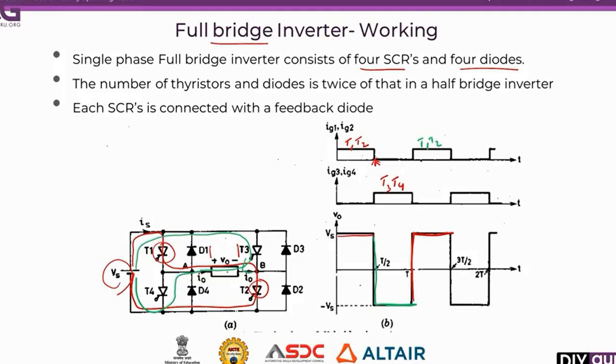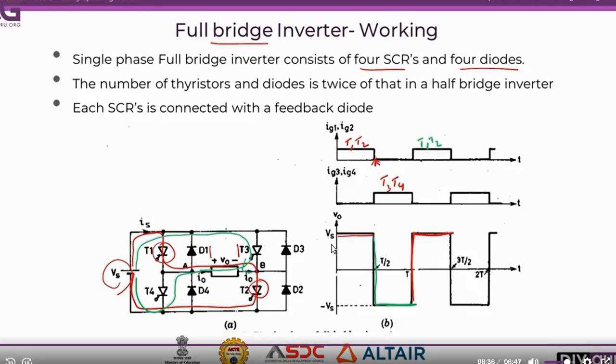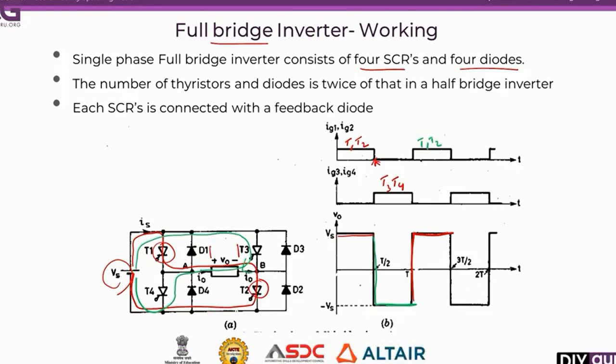Similarly, this operation depends upon the load. Their conduction depends upon the load. Power is transferred from the load to the source when they are conducting, when we have different types of RLC loads. This is about the basic working.